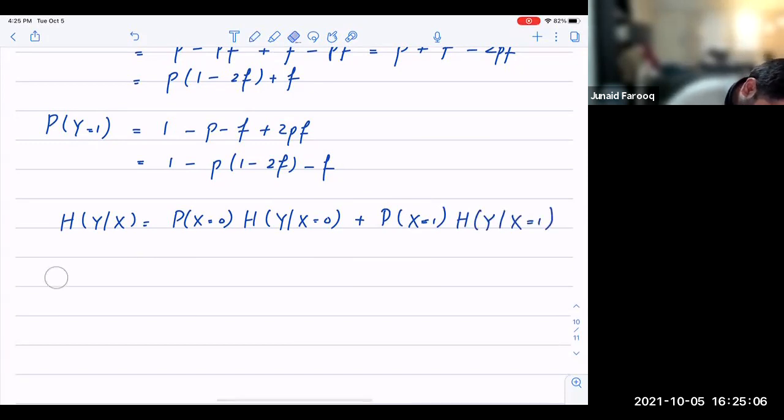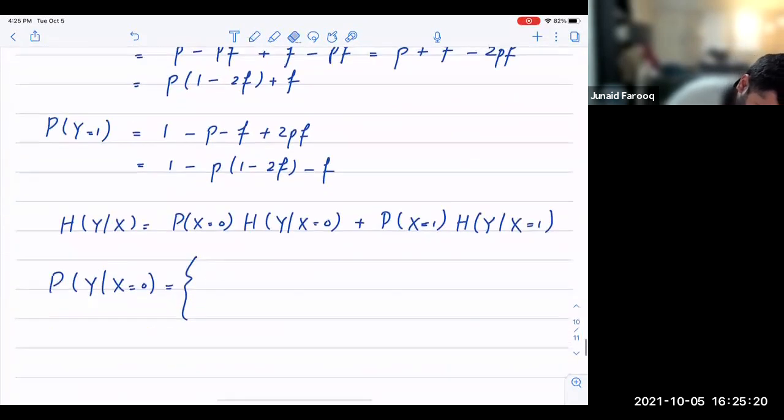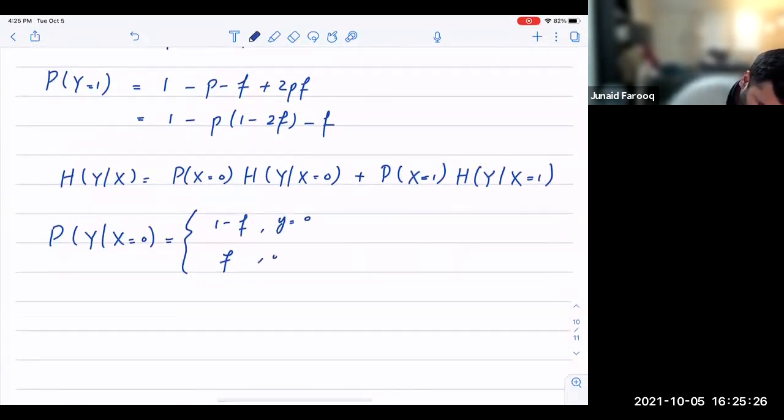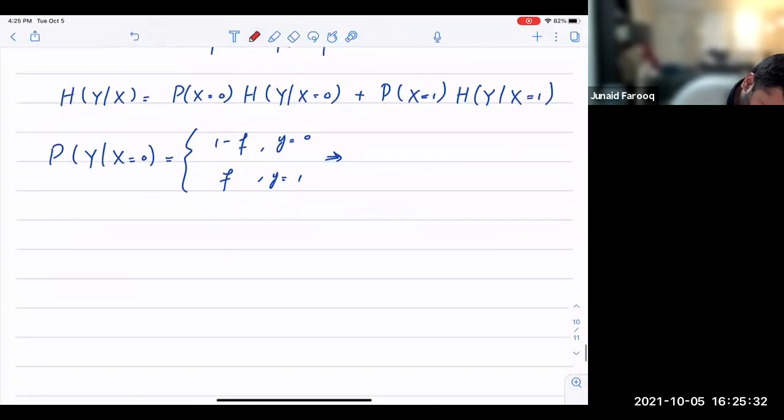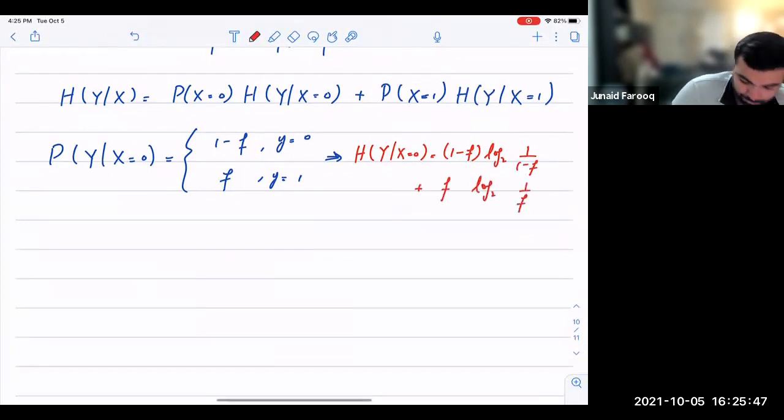So let's see what h of y given x equals to 0 is. You have to first look at the probability, and it's going to be 1 minus f and f. So this is y is 0, y is 1. So your h of y given x equals to 0 turns out to be 1 minus f log 2 1 over 1 minus f plus f log 2 1 over f.